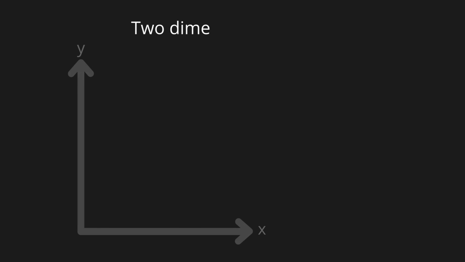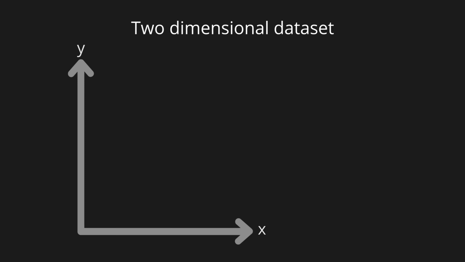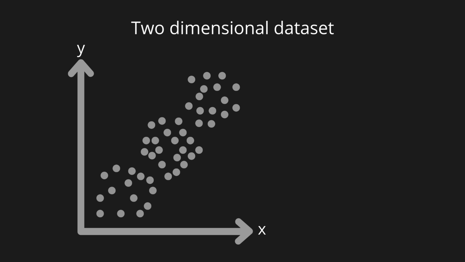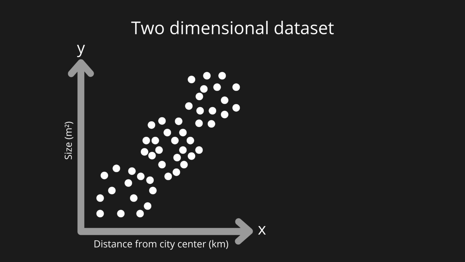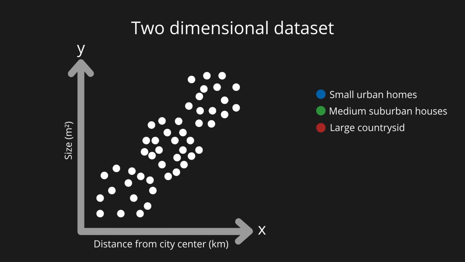For example, imagine we have a simple two-dimensional dataset with points representing houses. One feature is the size of the house in square meters, and the other is its distance from the city center. We want to cluster these houses into 3 groups: small urban homes, medium suburban houses, and large countryside properties. When we use Euclidean distance, each house is assigned to the nearest cluster center based on the straight-line distance between its coordinates. On the plot, you'll see each cluster forming smooth, circular regions around its centroid.